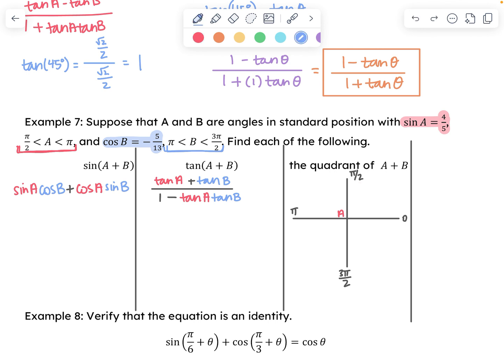And then it tells me pi is less than b, less than 3 pi over 2. So pi down to 3 pi over 2 means b is down here. So I can put a little b here. Now it's going to help me a little bit when I have to come and draw my triangles in a second.